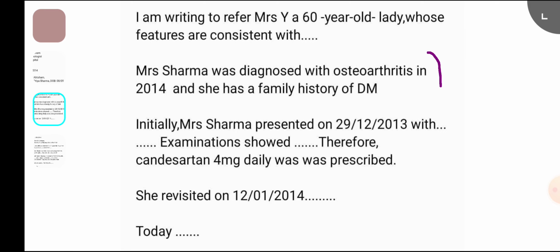Now the next paragraph is a history paragraph. Here you tell about a history, like Mrs. Sharma. You write the second name only. It's fine enough. You have already written the first and the second name of the patient above.